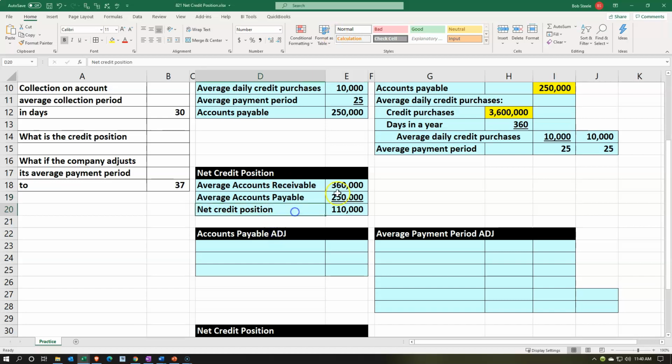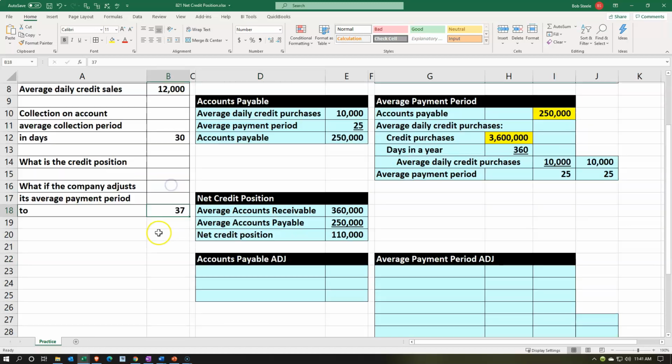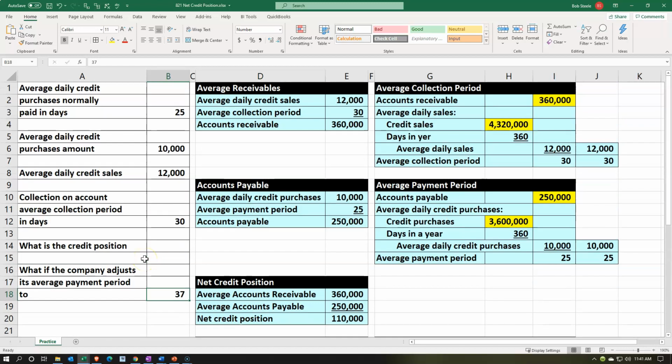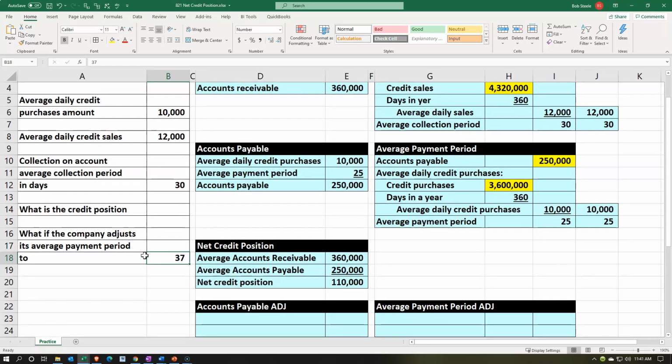How could we do so? Well, we could collect on our receivables faster, or we can wait longer to pay off our payables and extend the credit on that side of things. So let's say, what if the company adjusts its average payable period to be 37 as opposed to what we had before, the 25? So in this case, we're going to try to wait longer to pay off the payables.